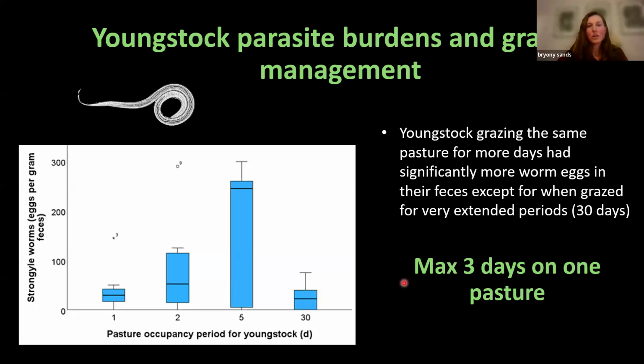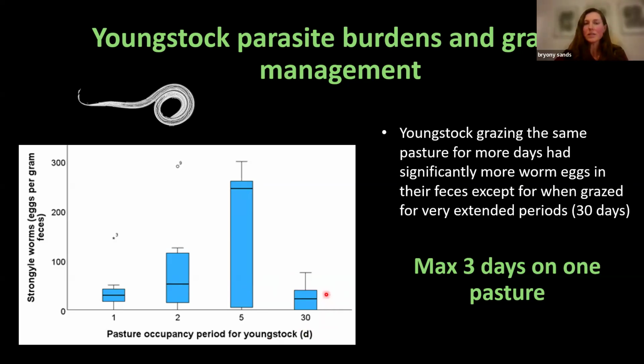So this shows parasite burdens in relation to grazing management in the young stock. We have the number of worm eggs up the side again, and then the pasture occupancy period along the bottom. So how long were those animals grazing in that particular pasture for? And this shows that young stock grazing the same pasture for more days had significantly more worm eggs in their feces. Except for these very long periods, which was kind of a surprise.